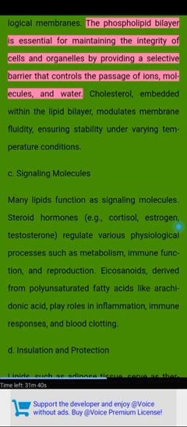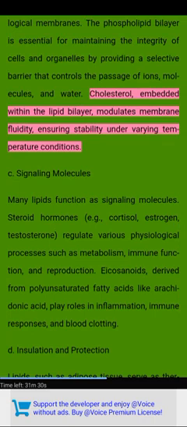B. Structural role. Phospholipids form the core structure of biological membranes. The phospholipid bilayer is essential for maintaining the integrity of cells and organelles by providing a selective barrier that controls the passage of ions, molecules, and water. Cholesterol, embedded within the lipid bilayer, modulates membrane fluidity, ensuring stability under varying temperature conditions.